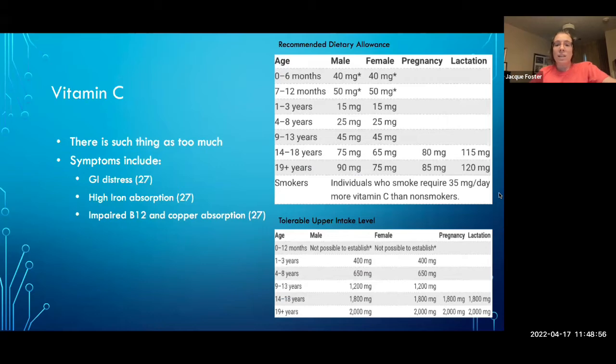Next up is vitamin C. So you can see the recommended allowances and the upper levels that you should intake. There is such a thing as too much vitamin C. And as mentioned before, there are some negative outcomes like GI distress, higher iron absorption, and impaired B12 and copper absorption. So be on the lookout for that.